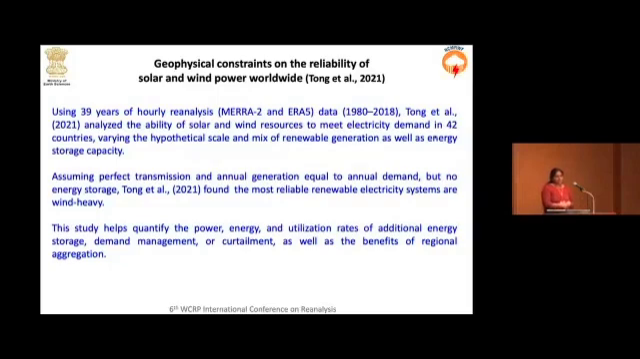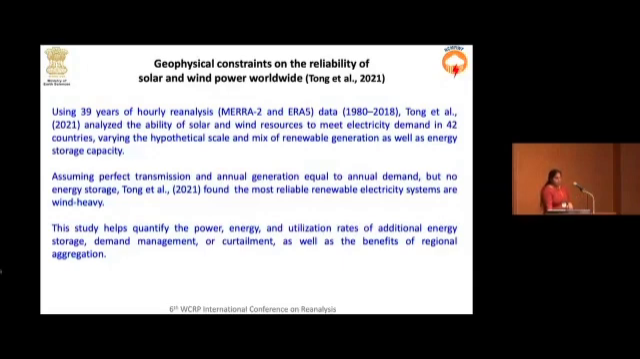There is another study, geophysical constraints on the reliability of solar and wind power worldwide, by Tong et al. 2021. In this particular study, they used 39 years of hourly reanalysis from MERRA-2 and ERA5 data, from 1980 to 2018, and analyzed the ability of solar and wind resources to meet electricity demand in 42 countries, varying the hypothetical scale and mix of renewable generation as well as energy storage capacity. This is a huge dataset they have used.